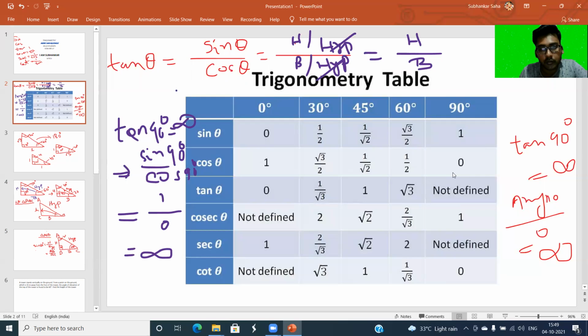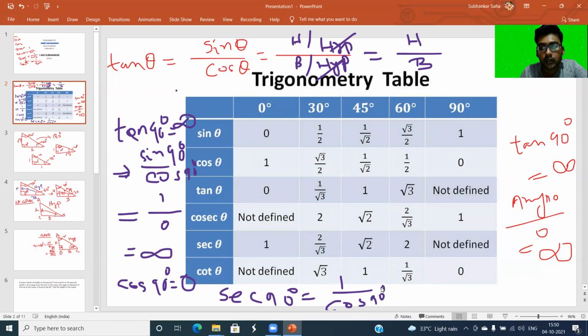Cos 90 is equal to 0. Okay, we know cos 90 is equal to 0. So sec 90 is equal to 1 by cos 90. Okay, means 1 by 0 is equal to undefined. Okay, correct.